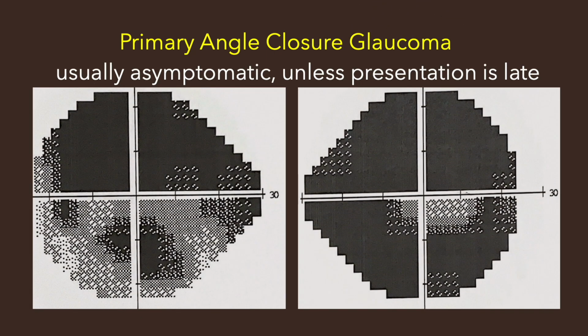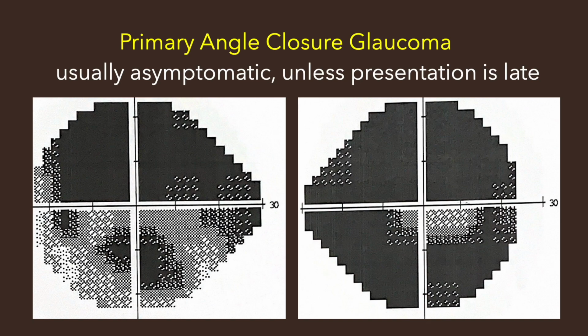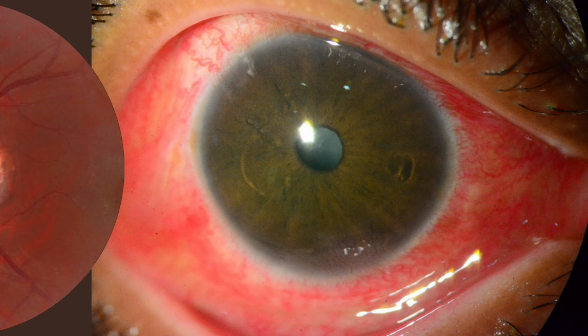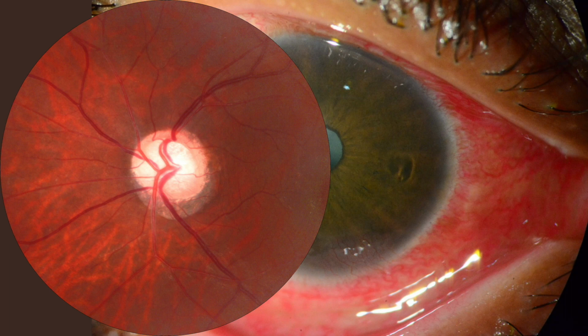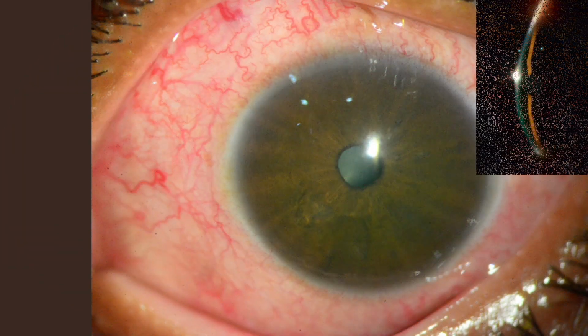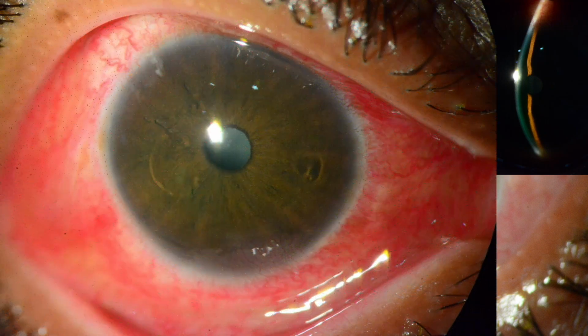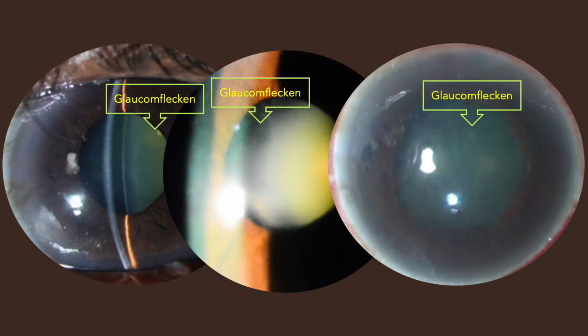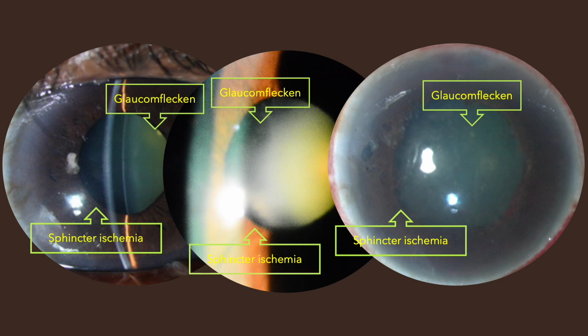Primary angle closure glaucoma is a chronic and largely asymptomatic disease unless the presentation is late. However, this may occasionally be intercepted by a symptomatic acute presentation in the presence of glaucomatous disc changes. Patients complain of pain and present with shallow AC and very high intraocular pressure, and there may be variable degree of ciliary congestion, corneal edema, glaukomflecken, and sphincter ischemia.